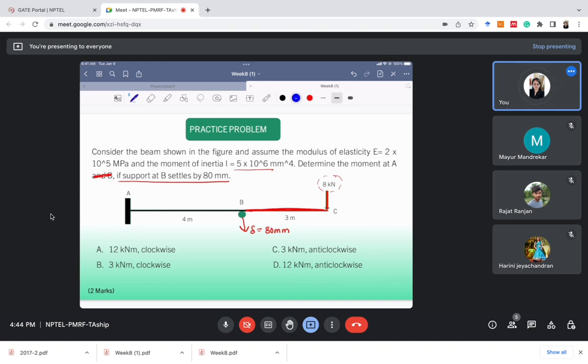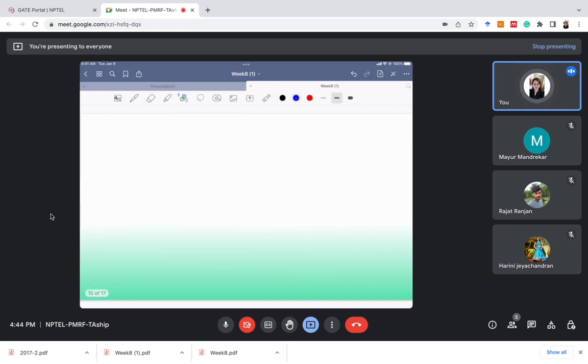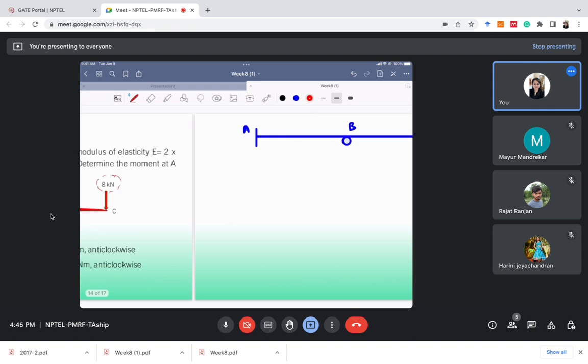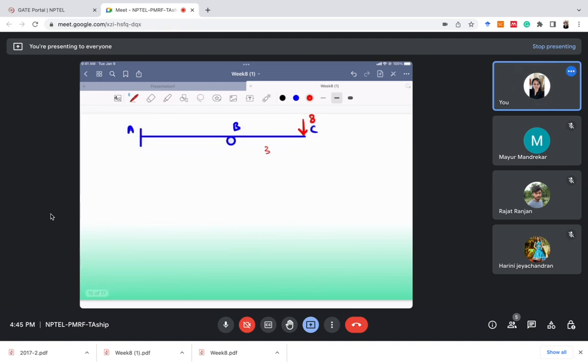I'll tell you how. Our beam was like this. It's A, it's B, and it's C. At C there is a load of 8 kilonewton. The distance between B and C is 3 meter, and this distance was given as 4 meter. So this was the case. Instead of this loading, apply the moment here.